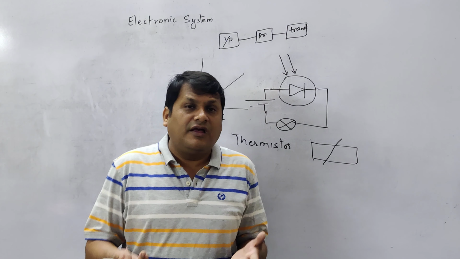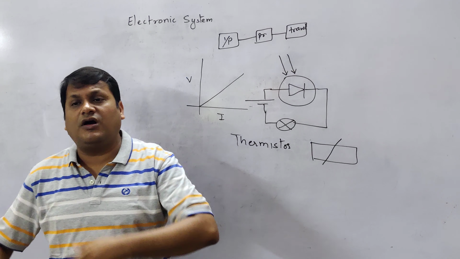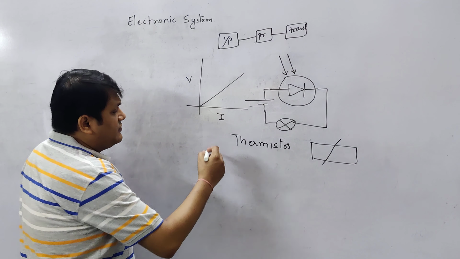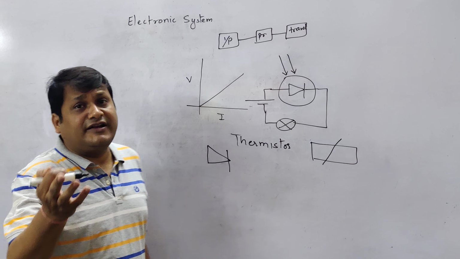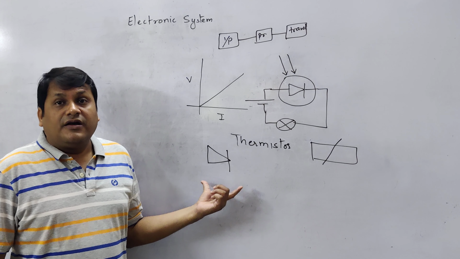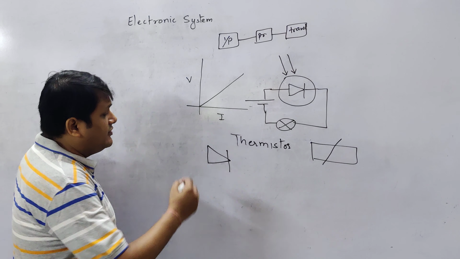What is a relay again? It changes or it transmits the energy from one circuit to another. LEDs, we all are aware of LEDs. What is LED? LED means light emitting diode. Gallium arsenide is used here. What happens in a light emitting diode? What does it do?